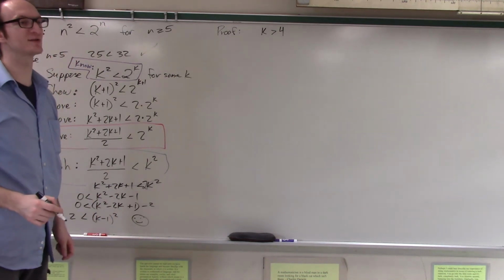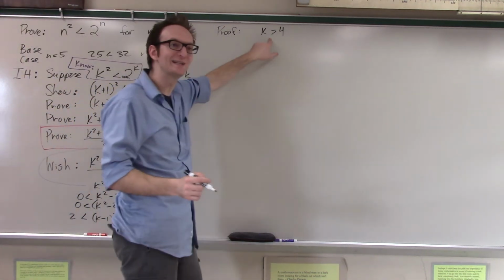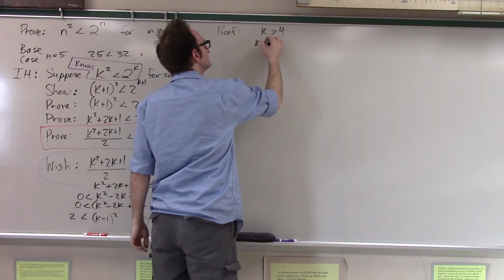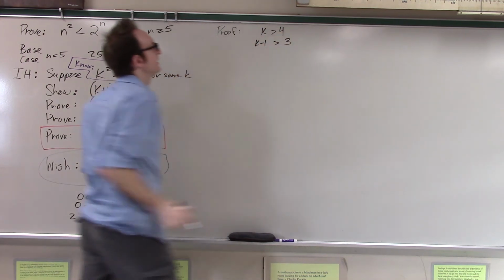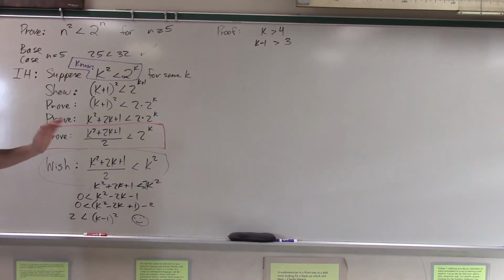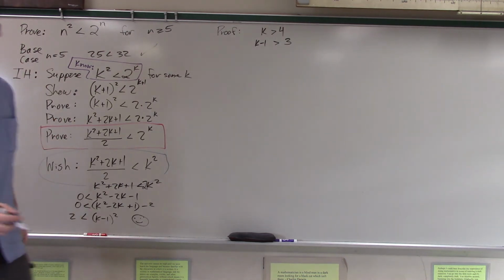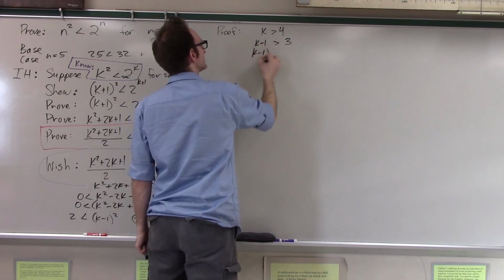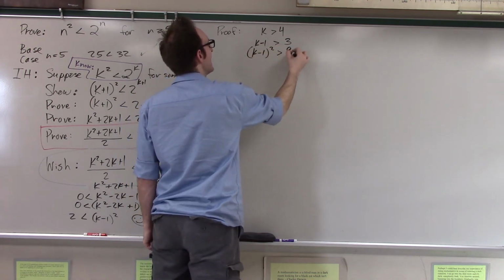He's mumbling, so I guess I'll just do it. The only thing I know is that k is greater than 4, so I'll just subtract 1. If k is greater than 4, then k minus 1 has to be greater than 3. Now what? Now we can square both sides. So if we square both sides, we get k minus 1 squared is greater than 9.